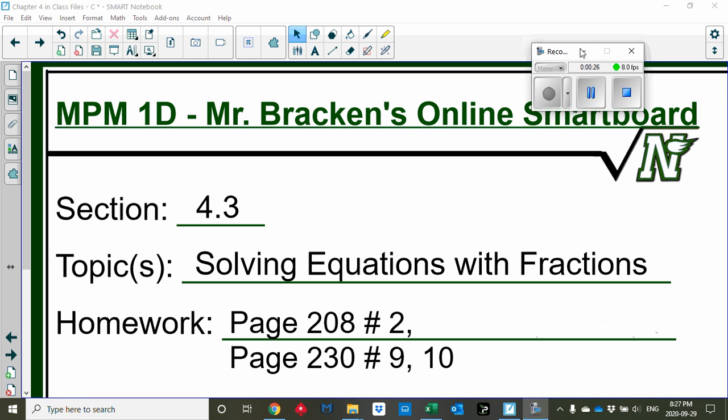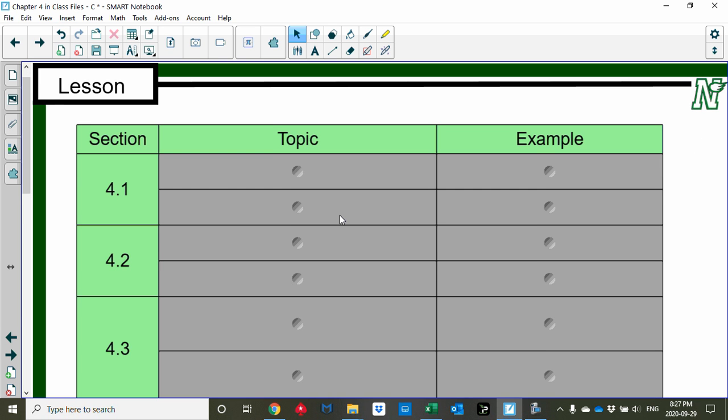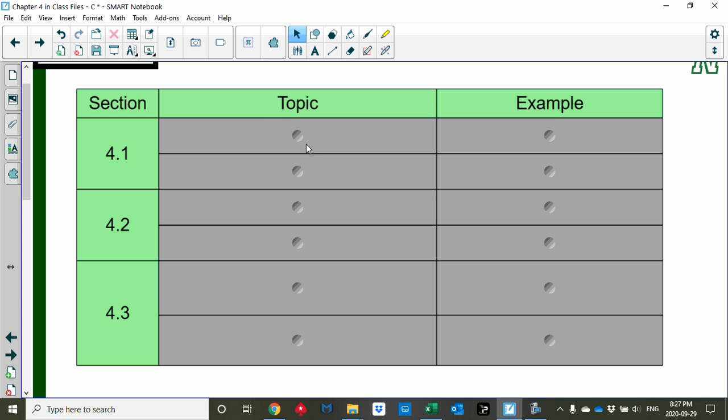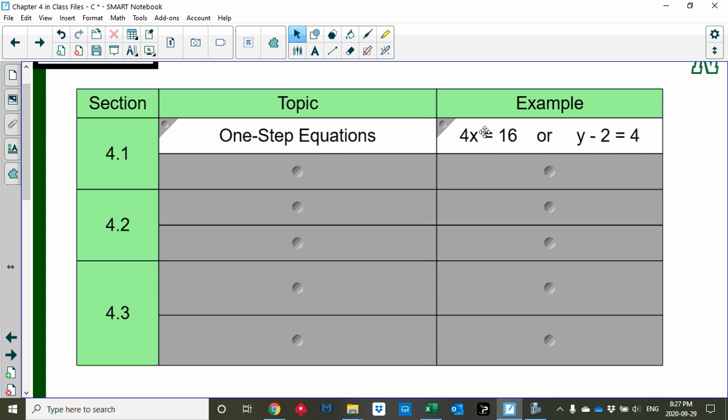And just so you understand kind of where we're at and where we're going, you don't need to copy this out, just to kind of view. But back in 4.1, we solved one-step equations, something like 4x equals 16, you divide 16 by 4. Or y minus 2 equals 4, you bring the subtract 2 to the other side, it becomes plus 2. So 4 plus 2 is 6. Just these one-step equations, you've got to be really good at them.